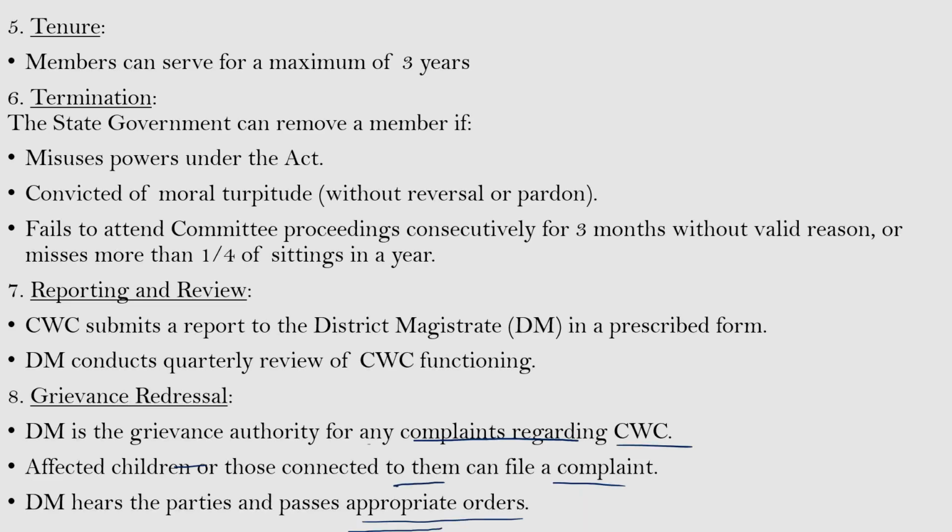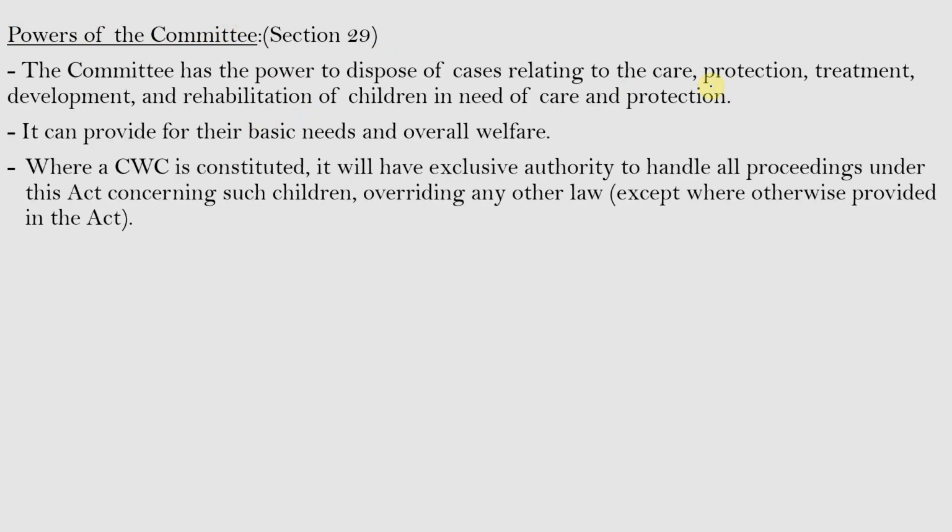Now, let us understand the powers, functions, and responsibilities of the committee. Section 29 of the Juvenile Justice Act 2015 deals with the powers of the committee. The committee has the power to dispose of cases relating to the care, protection, treatment, development, and rehabilitation of children in need of care and protection. So, the committee has the powers to take care of children and protect them from any abuse, or if they are abandoned, or if a child is an orphan, then the committee can take care of that child, and it can provide for their basic needs and overall welfare.